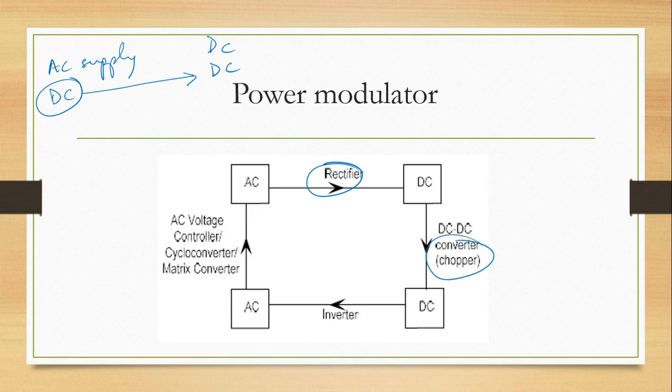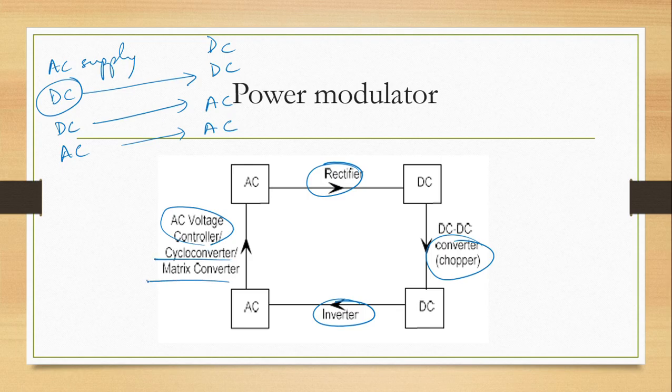So if you need a DC to DC conversion, you can use a chopper. And if your supply is DC, but you have an AC motor, you simply use an inverter. And finally, if you have an AC supply and your motor is AC, yes, you do require a power modulator because you want to control the speed of the motor. In that case, you use an AC voltage controller, or a cycloconverter, or a matrix converter. So this is all about the power modulators.